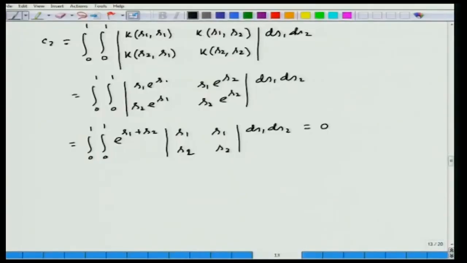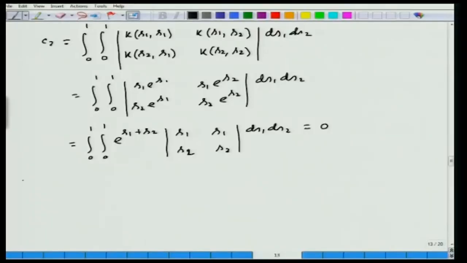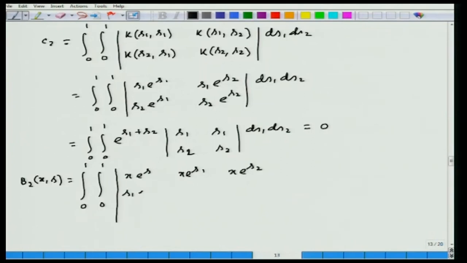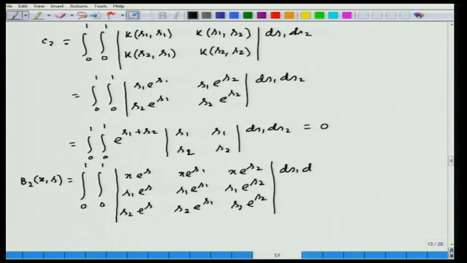Now, in order to understand that the rest of the expressions for b3 and onwards will be equal to 0, we can just have a look at the expression for b2(x, s). This will be double integral 0 to 1, a third order determinant. I am not writing the kernel k(x, s), I am directly substituting their expressions. First row will consist of x e to the power s, then x e to the power s1 and then x e to the power s2. Then second row will be s1 e to the power s, s1 e to the power s1, s1 e to the power s2 and third row is s2 e to the power s, then s2 e to the power s1 and then s2 e to the power s2 with respect to ds1 ds2.